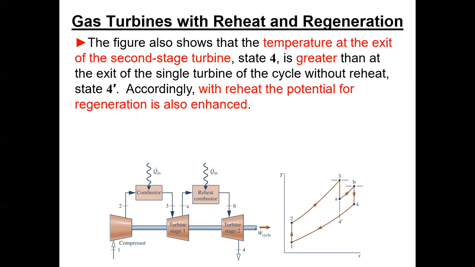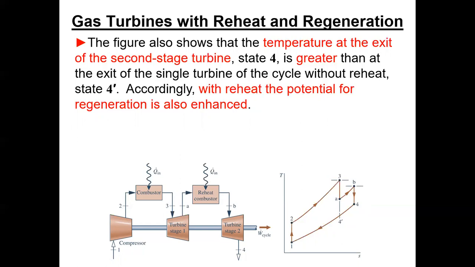Okay. Another thing to notice is the temperature at which we exit the cycle. On the basic cycle, we exit at 4 prime, right? And on the reheat cycle, we exit at 4. Well, 4 is hotter than 4 prime for sure. Now, if we didn't do anything, that part of the loss would be increased a little bit, right? Because we'd be throwing more heat away.